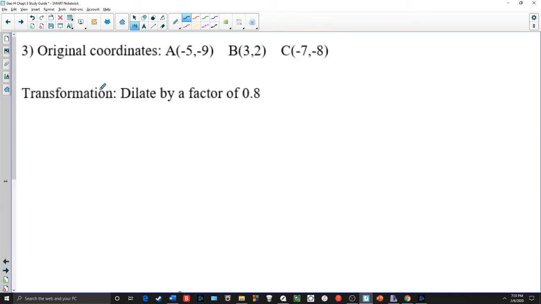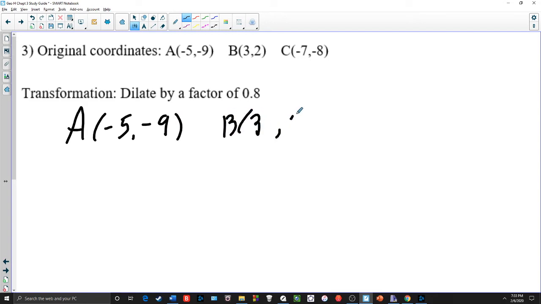So the next one here is a dilation. Dilations are probably the easiest one. All you do is multiply. So we're going to take our coordinates A, negative 5, negative 9, B, which is 3, 2, and C, which is negative 8, negative 7. Sorry, I should probably say that in order.